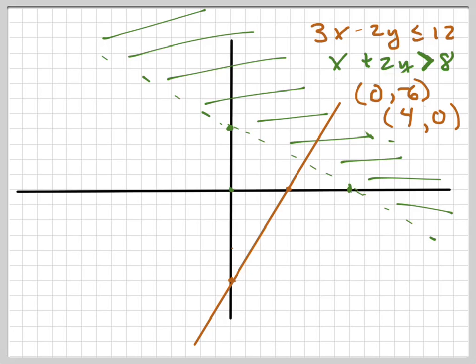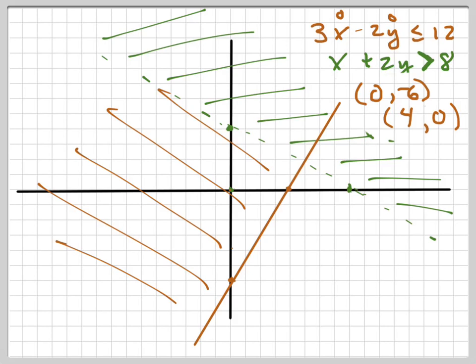Look at that, nice line. And then which way is it shaded? I'm plugging 0, 0 in here to test this point. Is 3 times 0 minus 2 times 0 less than or equal to 12? Is that a true statement? Yes, it is, so it's shaded this way.